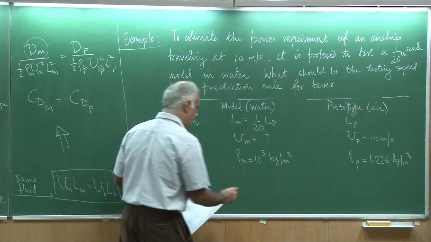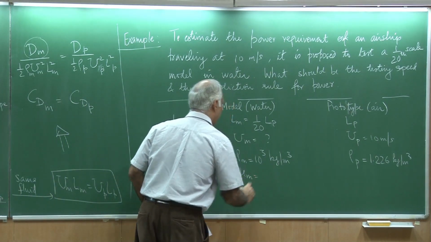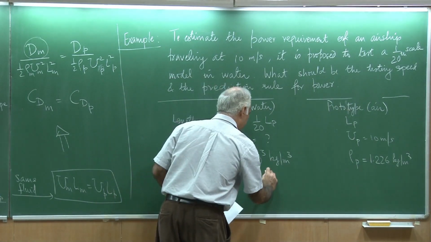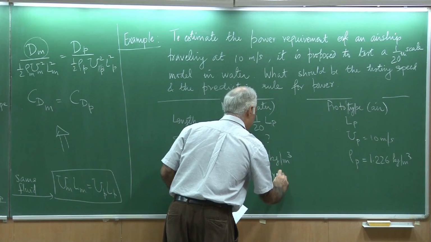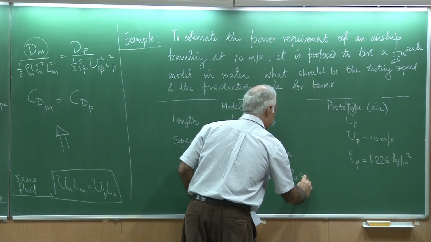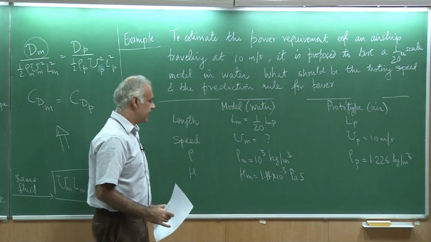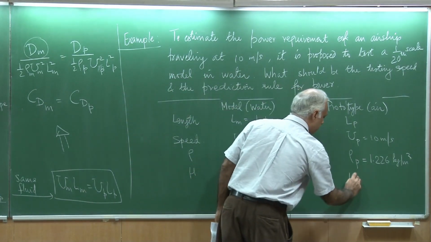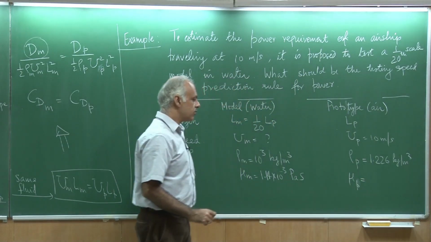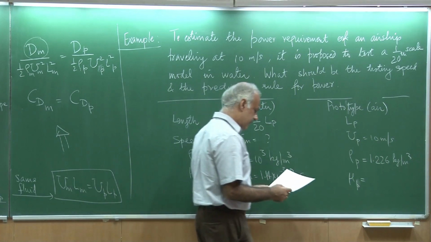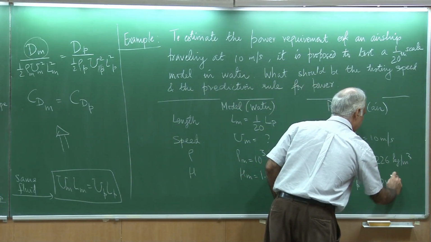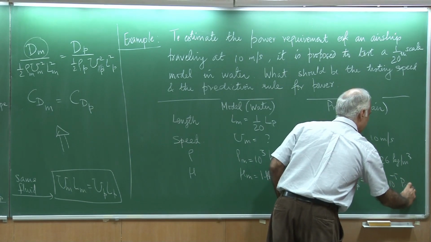The viscosity of water is 1.14 into 10 to the minus 3 SI units, which is Pascal times second. And the prototype operates in air, so I am going to write down the coefficient of viscosity for the air, which is 1.78 into 10 to the minus 5 Pascal second.